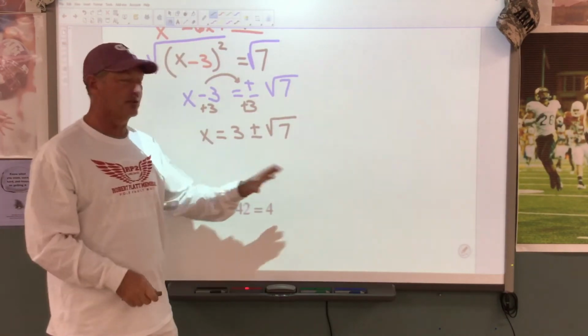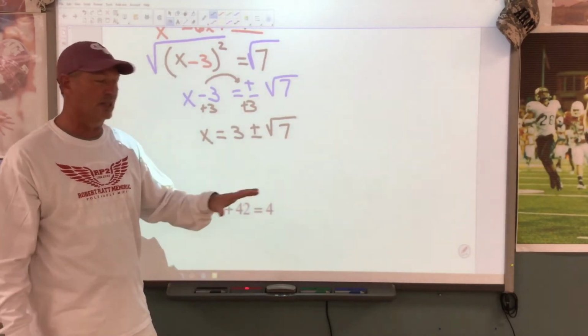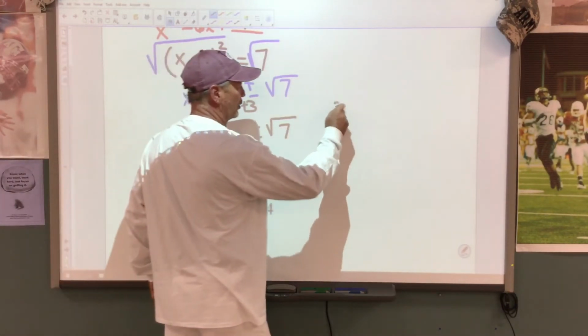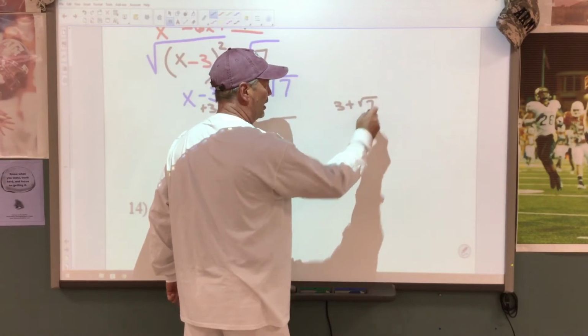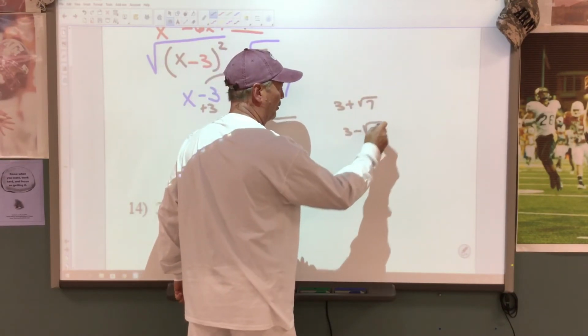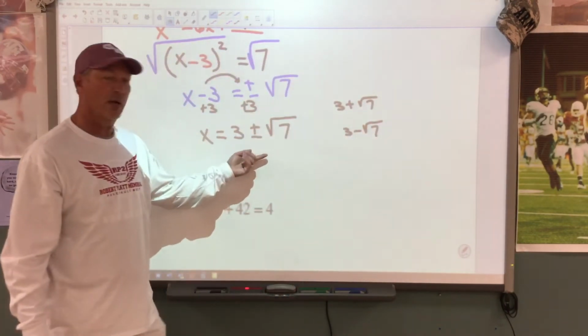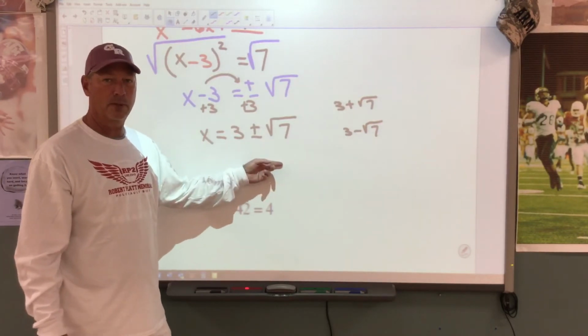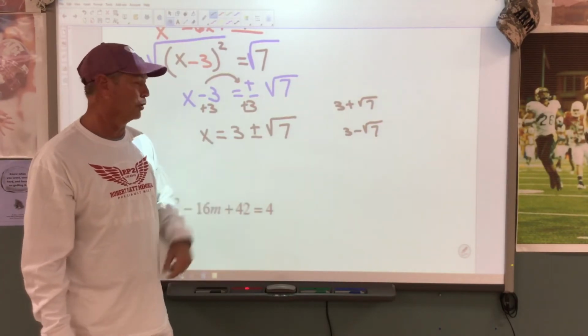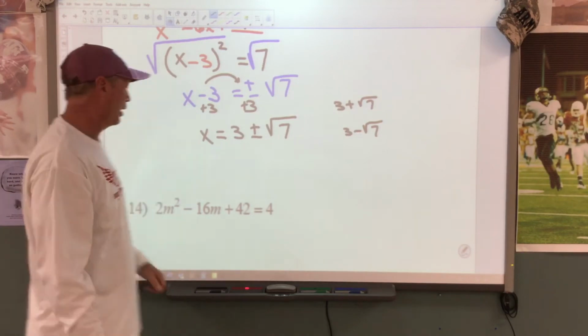Now you could split this apart, and sometimes if you look on a key, you'll see it split apart. You'll see it as 3 plus the square root of 7, 3 minus the square root of 7. But we're going to allow you to write your answer in this form. Okay? Those are our two solutions. All right, it's going to keep moving.